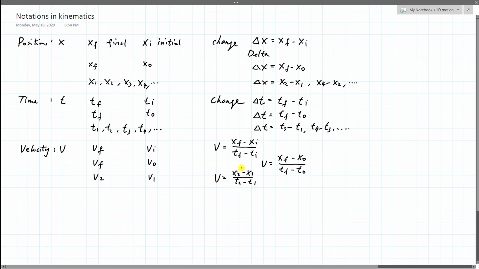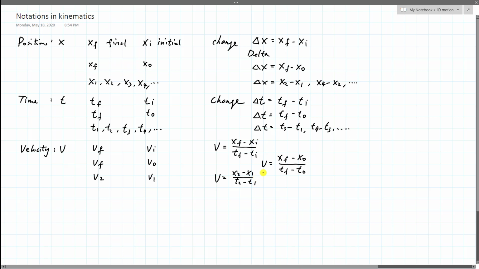I prefer the numbered subscripts because it's more flexible. I can say, well, x3 minus x1 over t3 minus t1, and I'll be calculating the average velocity between time 1 and time 3, right? So that is for velocity.